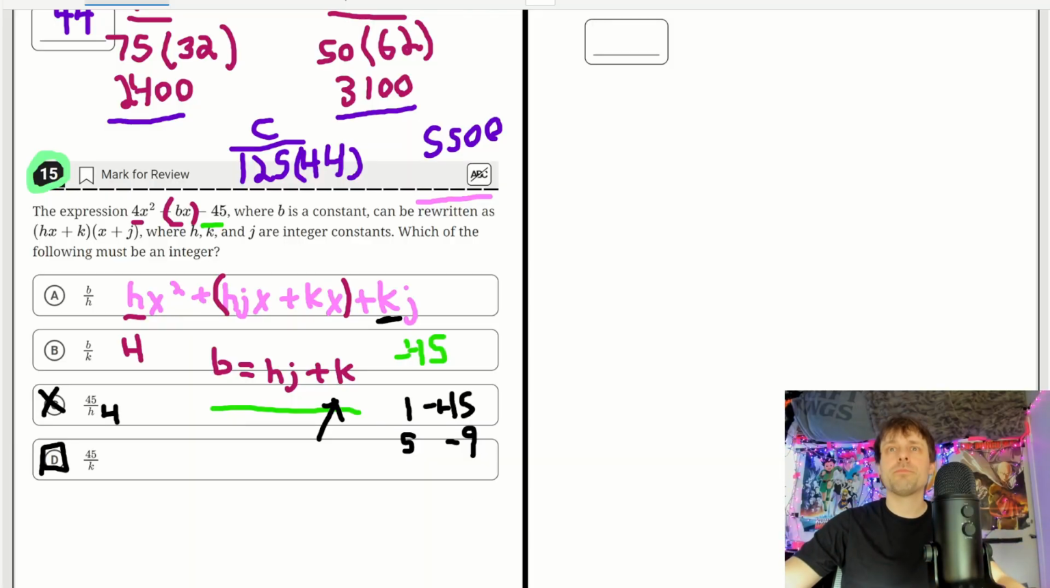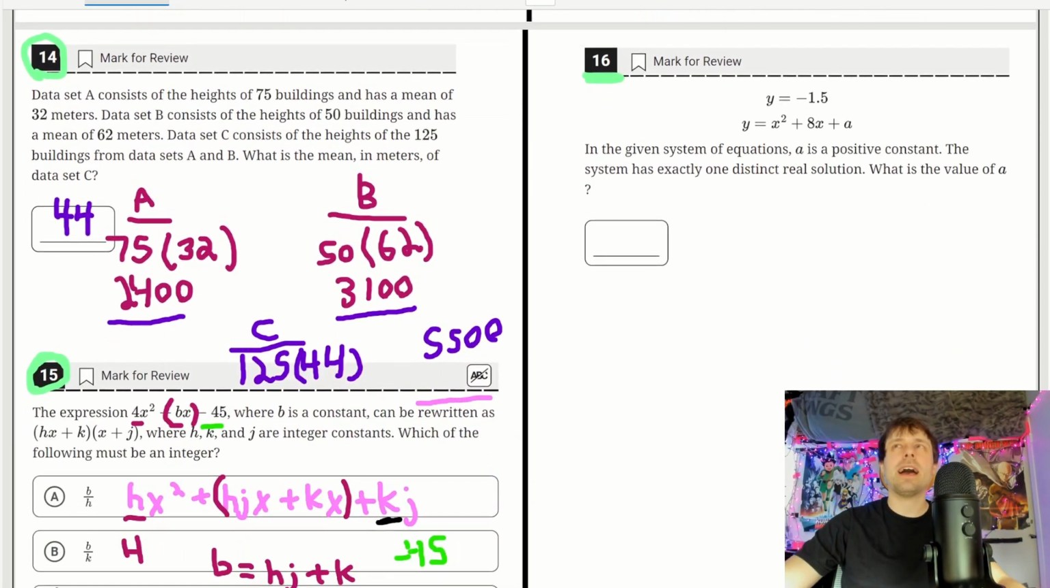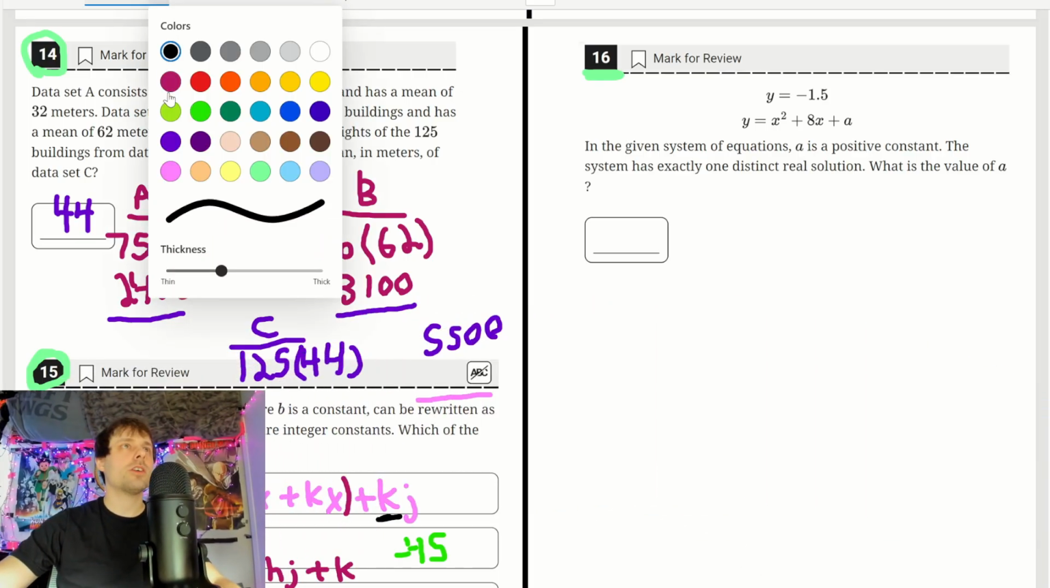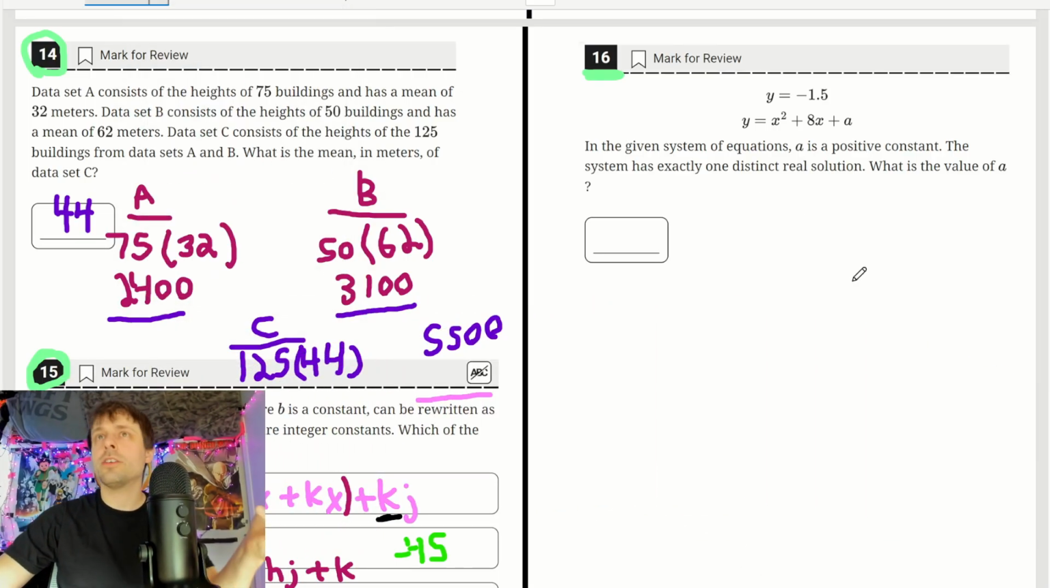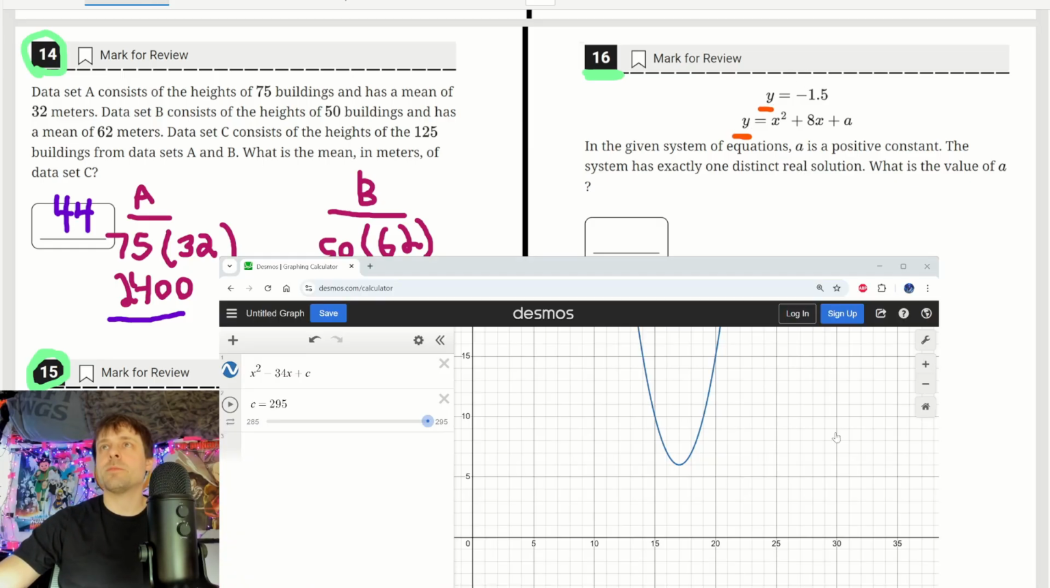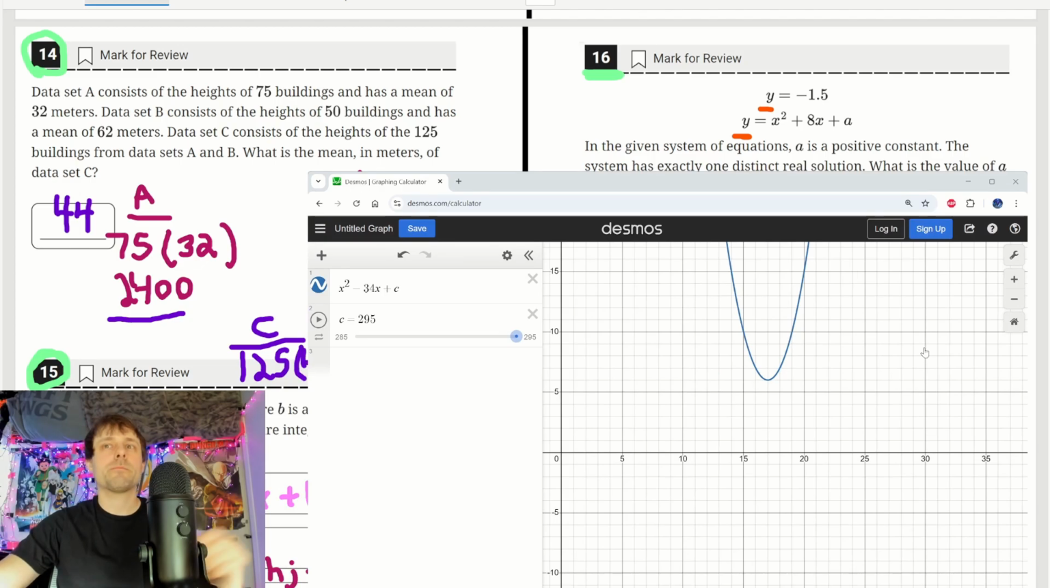Very good one. Looking up at number 16, let's see what we got. So it looks like another systematic one. They love doing these. We have a parabola. We have a line. I'm going to get these both up on Desmos real quick. Let's move this up.